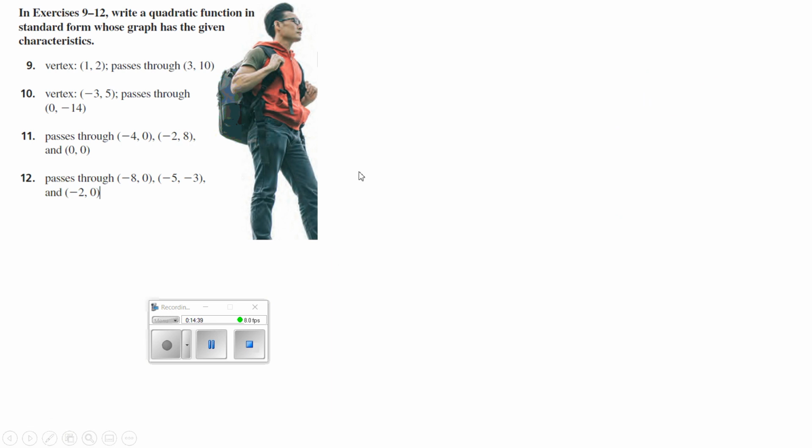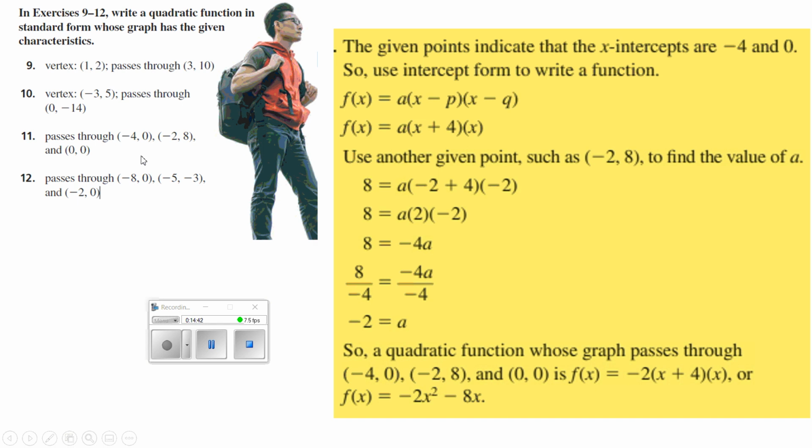And next should be number 11. They gave us the 2 points here, so we're going to do an intercept form. We're going to be taking this and turning it to +4. See, they got both 0 and 0 here. So I'm going to say we're going to take positive 4 and 0. And that's exactly what they got over here, positive 4. And remember, 0, x minus 0 is still x. So they just left it like this.